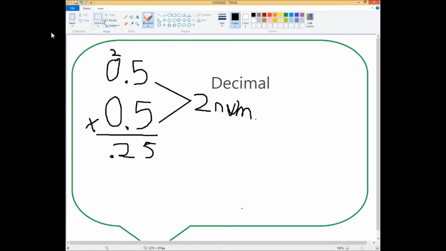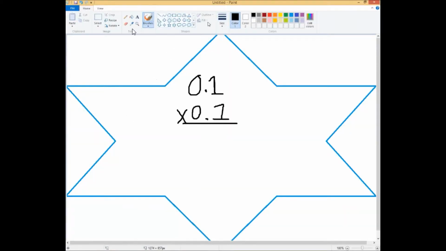So let me get another example ready. I'll be right back. Okay, students, we are back with the second example of how to multiply decimals.